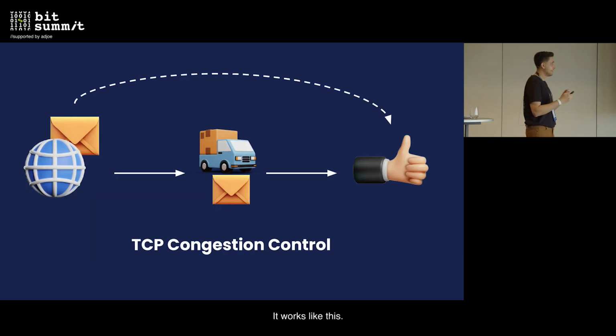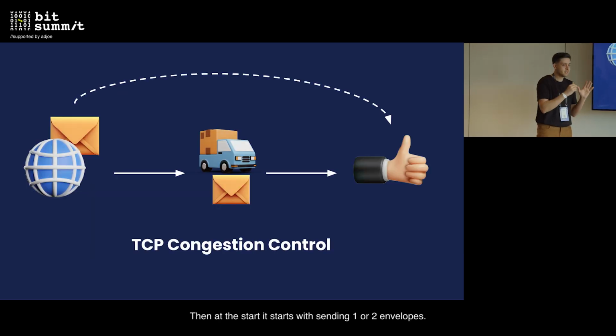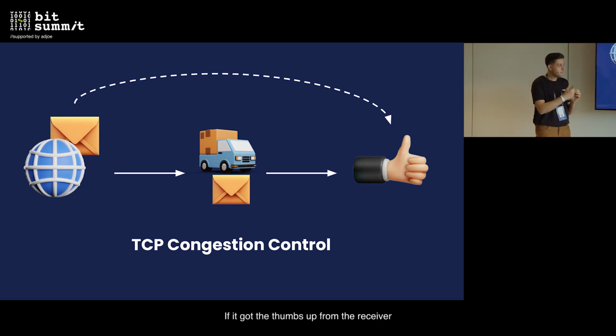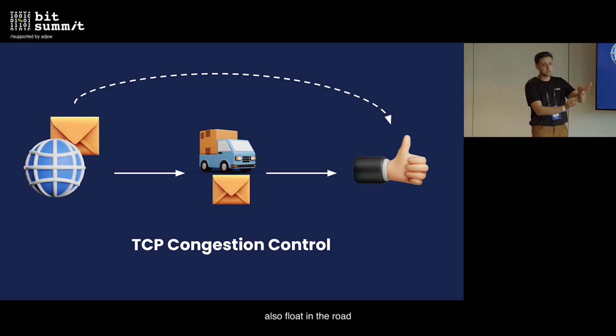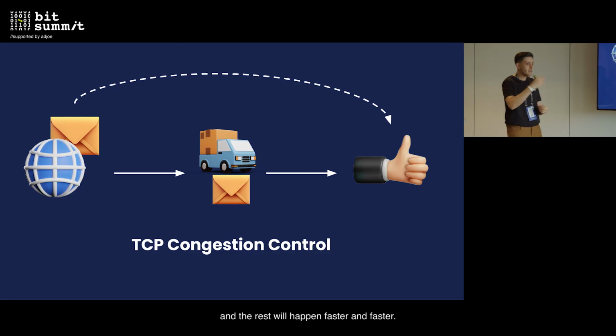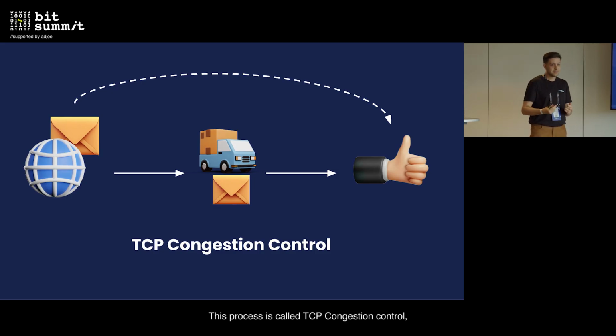It works like this. At the start, it sends 1 or 2 envelopes. If it gets the thumbs up from the receiver that everything is good, then all the other envelopes also flow down the road, and the rest will happen faster and faster. This process is called TCP congestion control.